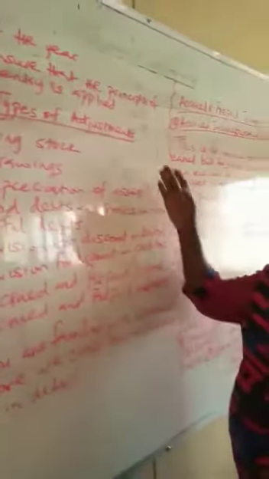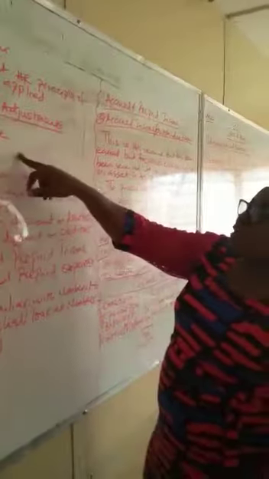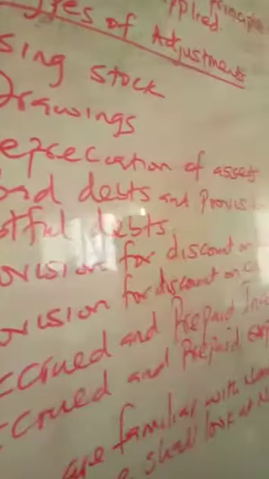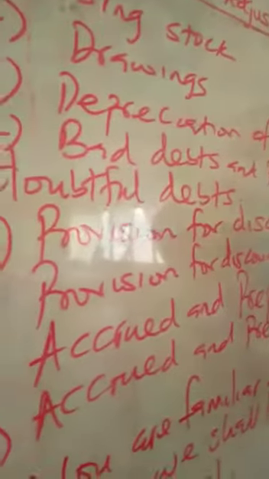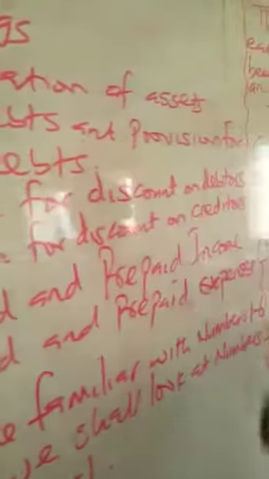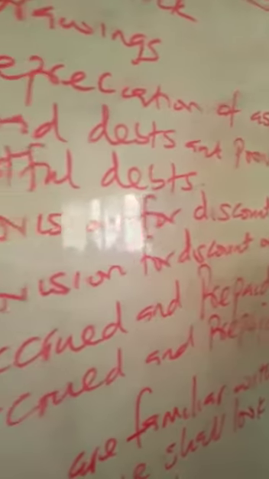Types of adjustment. The first type of adjustment is the closing stock. You are familiar with that. The second one is drawings. The third one, depreciation of assets. Number four, bad debts and provision for doubtful debts. Number five, provision for discount on debtors. Number six, provision for discount on creditors.